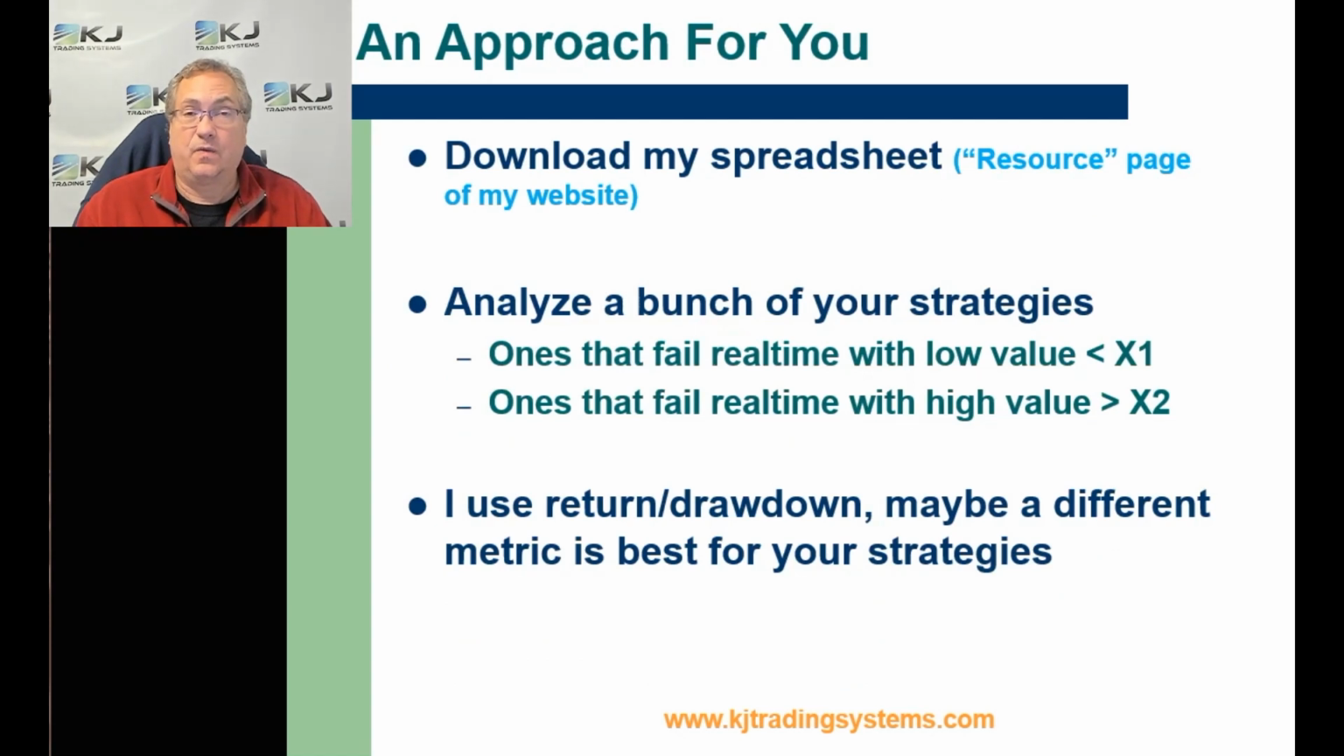Now, how do you do that? How do you find out what X2 and X1 are? Of course, if you took my course, you'd already know those things. But let's say you want to do this on your own. Well, test probably 50, 100 strategies and see which ones end up doing good in real time, and you should be able to come up with your own values for X1 and X2. Or maybe you'll find a whole different metric. I use return to drawdown because it's a risk-adjusted return, but maybe you'll find something else. It's probably worth a look.